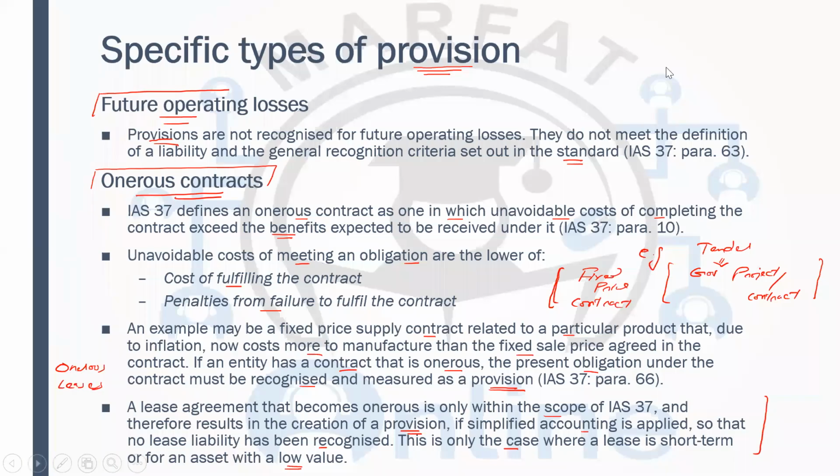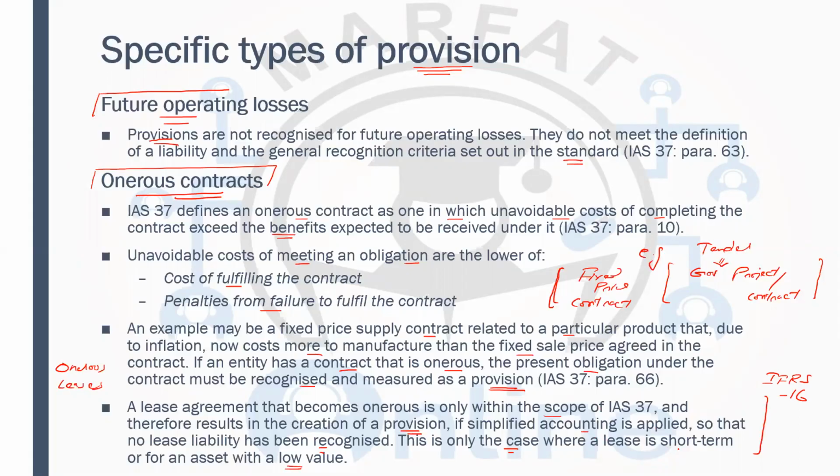If the simplified accounting is applied so that no lease liability has been recognized, this is only the case where a lease is short term or for an asset with a low value. Now, if you remember IFRS 16 Leases, there we discussed two types of leases, short-term leases and low-value leases. This was in addition to the normal leases, the right of use we were discussing over there. Short-term leases are 12 months or less, and low-value leases are such as tablets, mobile phones, LEDs, etc. Now, there was an exemption for these short-term and low-value leases. The entity can choose to expense them on a straight line basis rather than capitalizing them as a right of use in the statement of financial position.